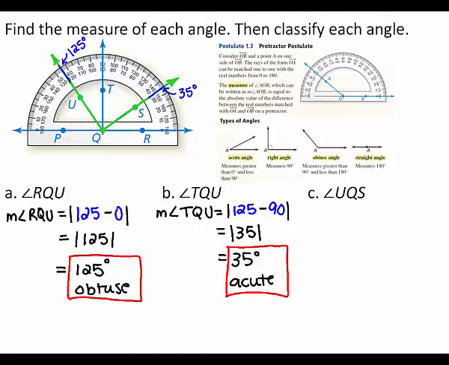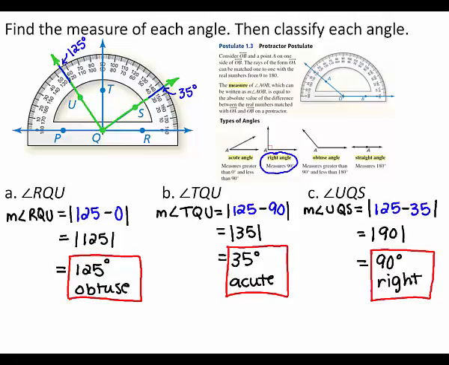So, by the protractor postulate, the measure of angle UQS is equal to the absolute value of 125 minus 35. When you simplify, 125 minus 35 gives you 90, and the absolute value of 90 is 90. So, the measure of angle UQS is 90 degrees. Now, because the measure of this angle is 90 degrees, angle UQS is a right angle.